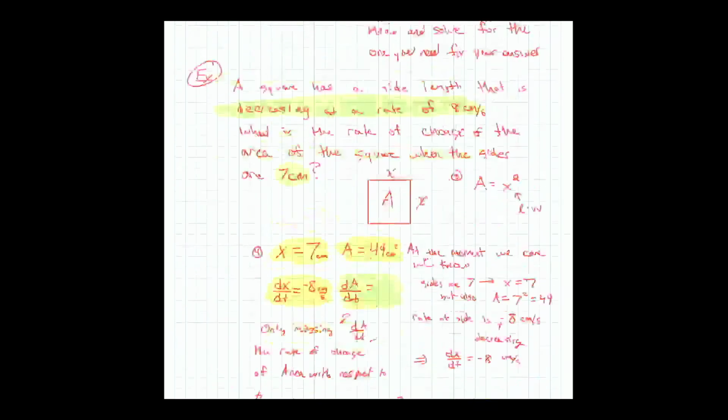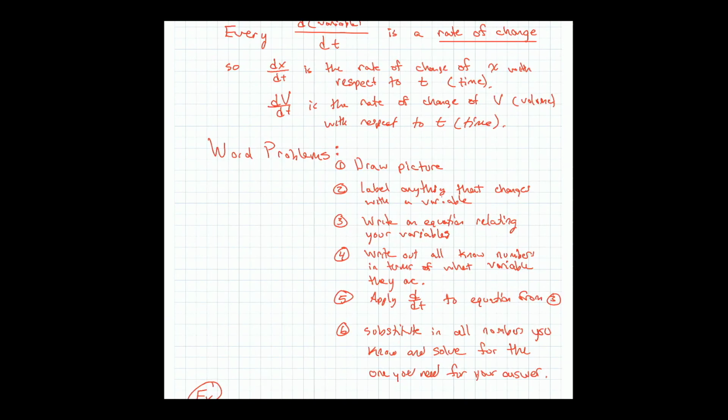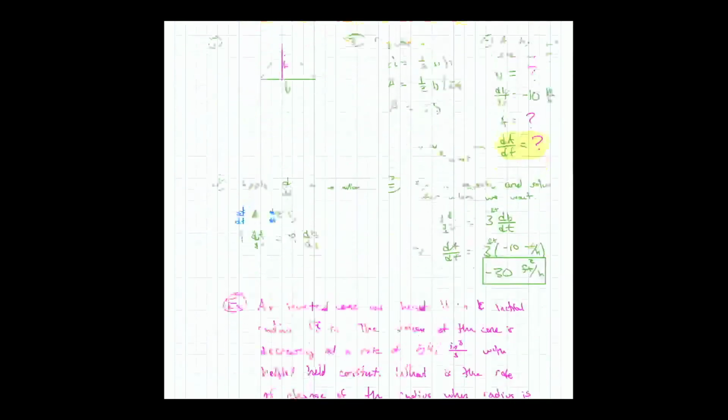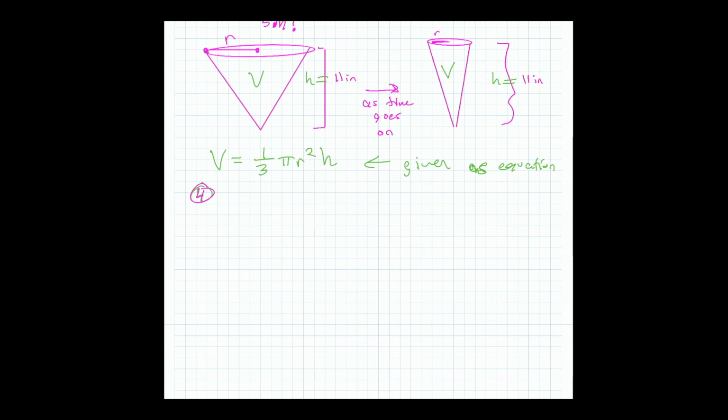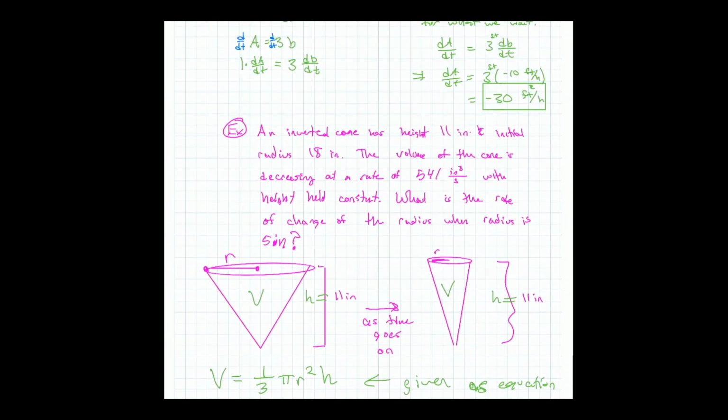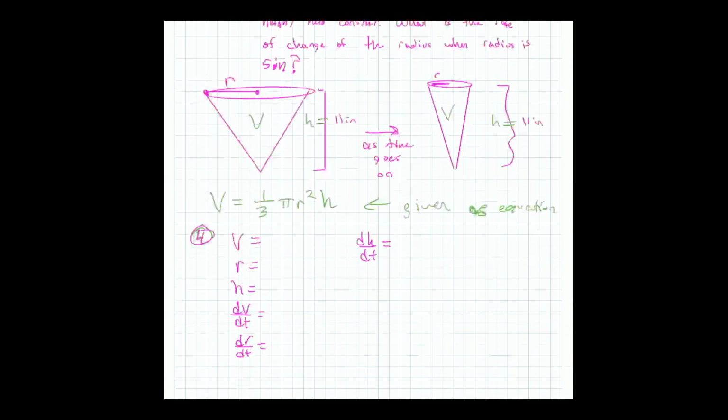We have the equation. So if we already have the equation, we're already on step 4. Write out what we know in terms of the numbers. So at the time we care about, I'll write that in pink. What are the variables? There's V, R, and H, and then there's dV dt, dr dt, and dH dt. And then we fill them all in. So at the time we care about, what do we know? At the time we care about, the radius is 5 inches.